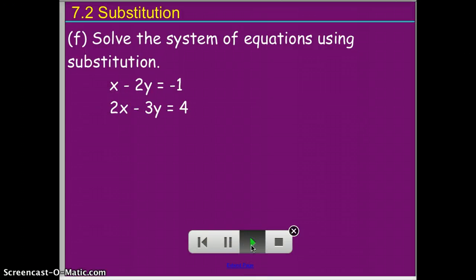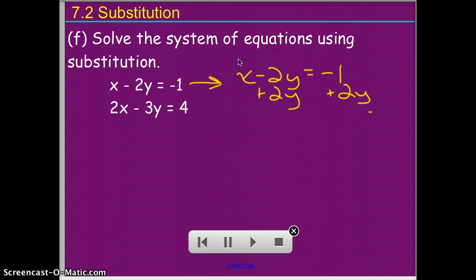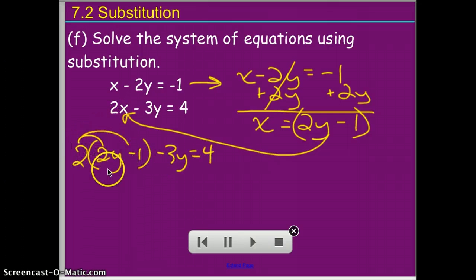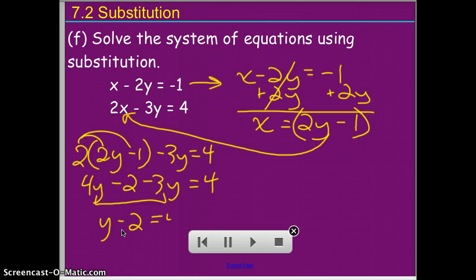First thing I would do would be to rewrite the equation. And to rewrite it, I know I'm going to be solving for the x variable. There's no division involved, simply adding 2y to both sides gives me x equaling 2y minus 1. Now I have x by itself, which was my goal, and so I'm going to take that 2y minus 1 and substitute it in for this x. Don't forget the 2 in front of the x. Distribute the 2. Rewrite the rest of the equation. Combine like terms. Use your inverse operations and find that y equals 6.